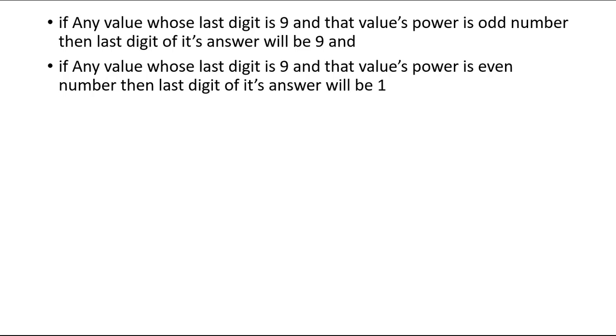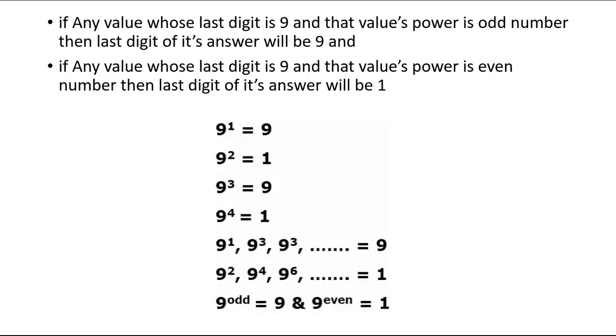Let's understand with a few examples. Example 1, base is 9, power is 1. Here base is 9, power is an odd number, hence the answer is 9. I mean to say the last digit of the answer will be 9. Next example, base is 9 and power is 2. Here base is 9 and power is an even number, hence the last digit of the answer will be 1.